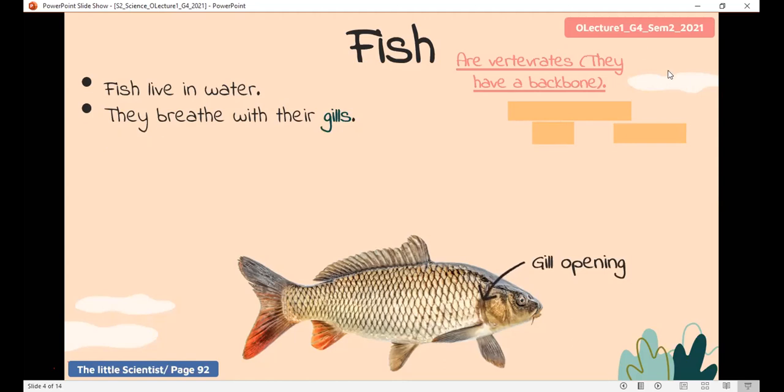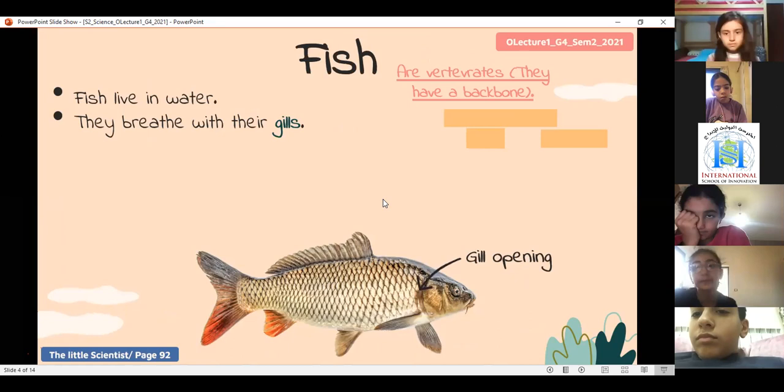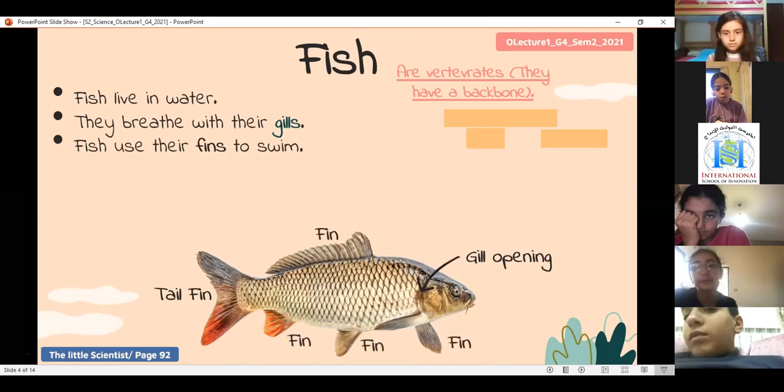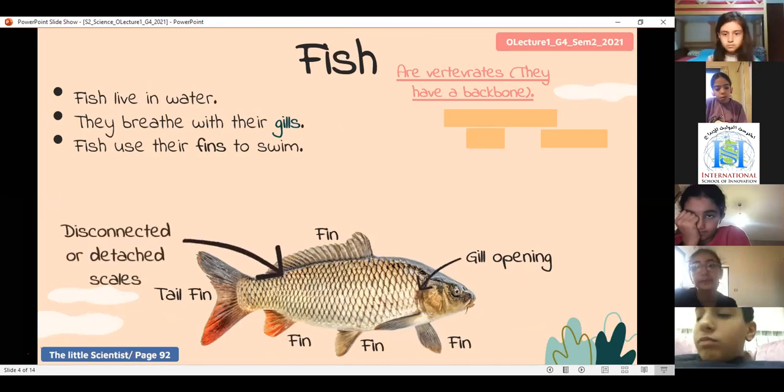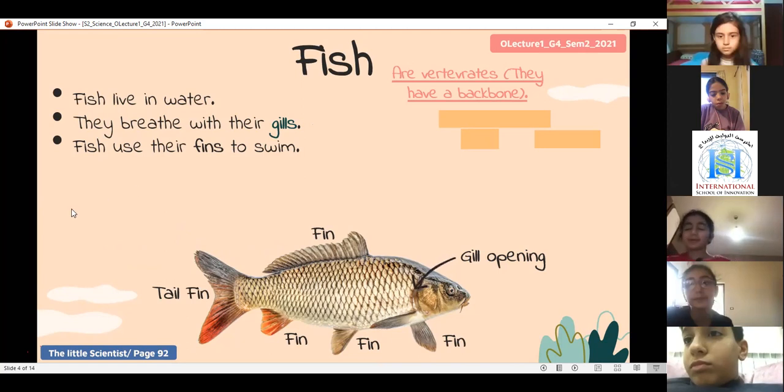What do fish use to move? Ali Bush, please mute yourself now. Abbas, what do fish use to move, to swim underwater? Fins. They use their tail fin and fins to swim and move underwater. Salma Tiba, what covers the fish body? What covers the fish body? Fish are covered with disconnected or detached scales. Thank you.